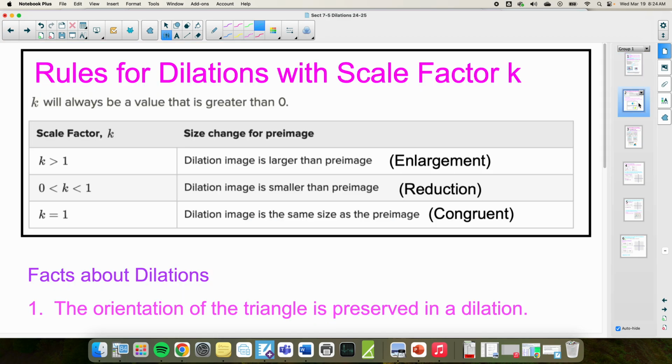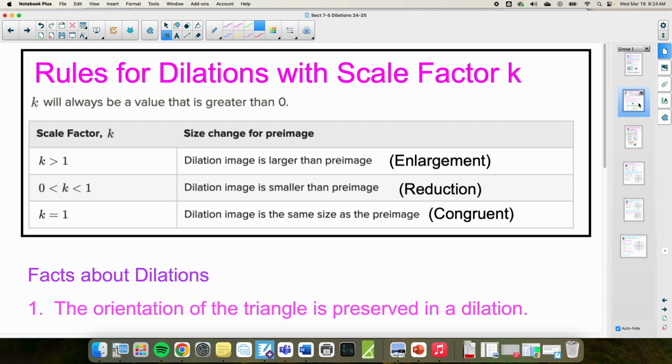So this right here is, you're gonna be given a value for the scale factor, which we use as K, okay? If your K is bigger than 1, that means your figure's gonna enlarge. If your K is less than 1, your figure's gonna shrink down. Okay, so they call it enlargement or reduction.